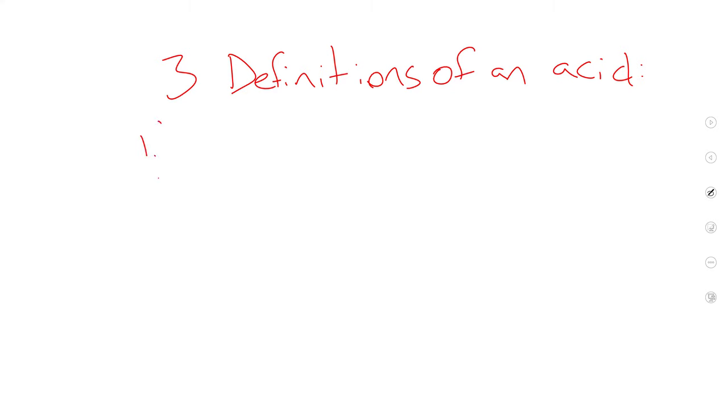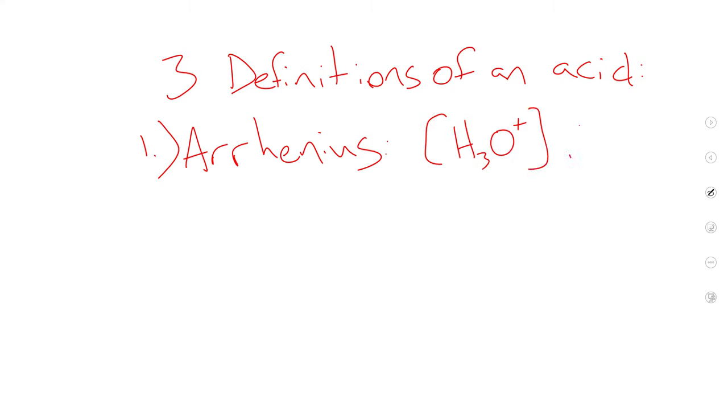That's what we call the Arrhenius definition. I always forget how to spell his name. The Arrhenius definition just means that something's an acid if you add it to water and the pH goes down. Or in other words, if you add it to water, the concentration of hydronium increases.